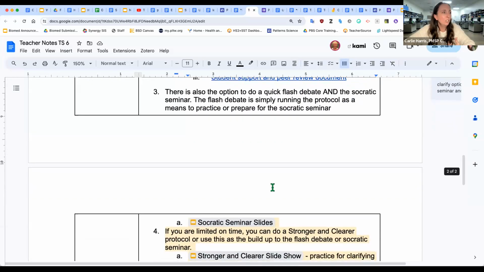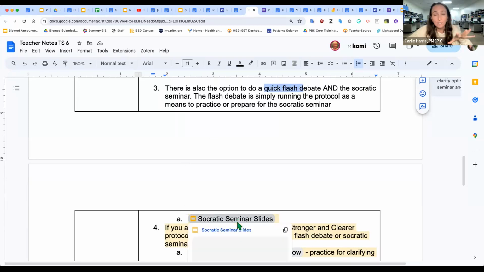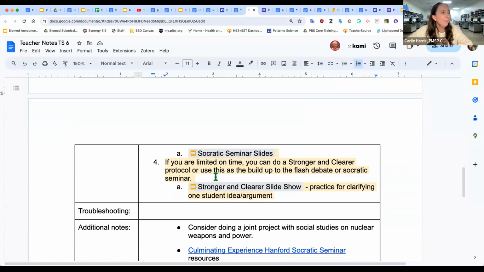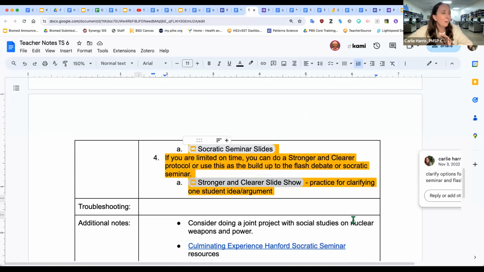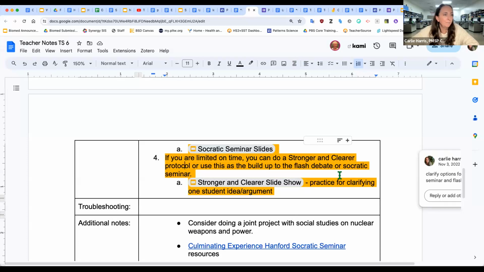We also have a little slideshow where, if you wanted to do a really quick flash debate, like I said, and a deeper Socratic seminar, right? That's probably the longer version of what you could do. And if you're limited on time, which is probably a lot of us, there's a stronger and clearer protocol here that can help students clarify their statements and, again, work on the language that might be needed to engage in a little bit of a deeper conversation.